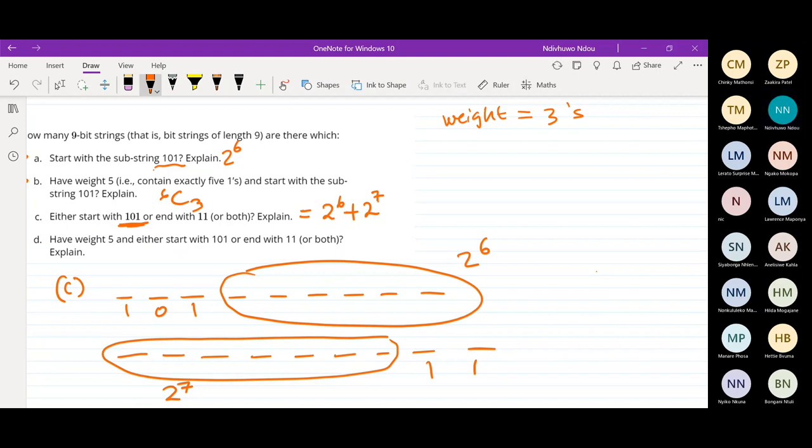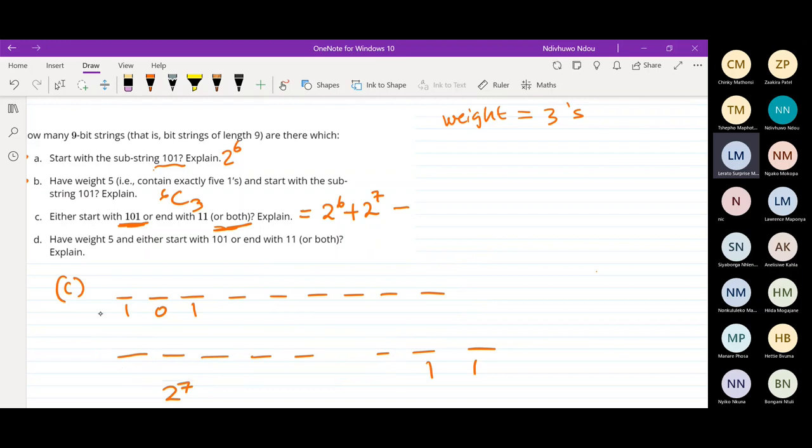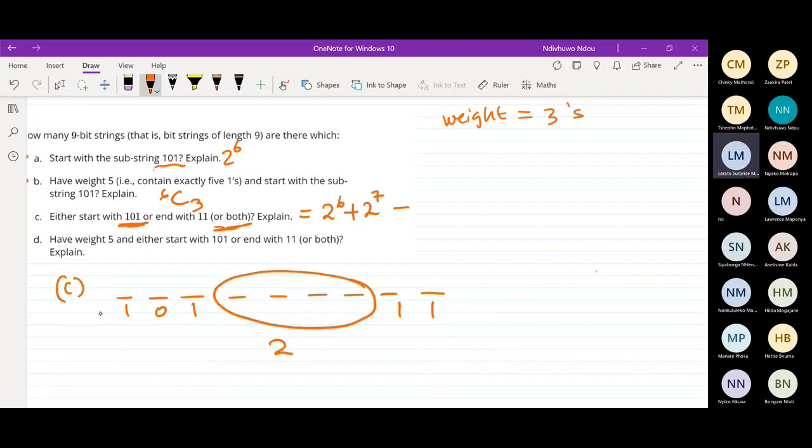Since we are looking for strings that either start with a 101 or end with a 11, is there a both? Yes, there is a both. So we have to subtract the strings where we have both of them in the same 9-bit string. So it's going to be 2 exponent 4.